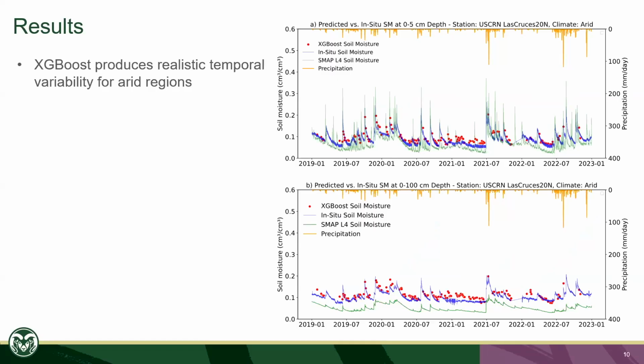This graph just shows examples of what the results look like as a function of time at an example station. So this is a station near Las Cruces, New Mexico. The two graphs here are just showing you two different depths. The red dots are the results from the machine learning algorithm, the XGBoost method. And the green line is showing you the in situ soil moisture. So the point of this graph is just that if we look at the temporal variability that's being produced by the machine learning algorithm, it seems consistent with the temporal variability we see at this site.